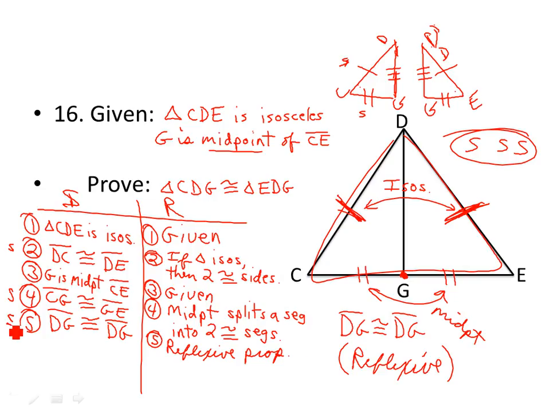Yes. Pair of sides. Do we have enough now to say the two triangles are congruent? Yes. So what's my sixth statement going to be? Triangle CPG is congruent to triangle ECG. How did we know that? Side to side. Side, side, side.